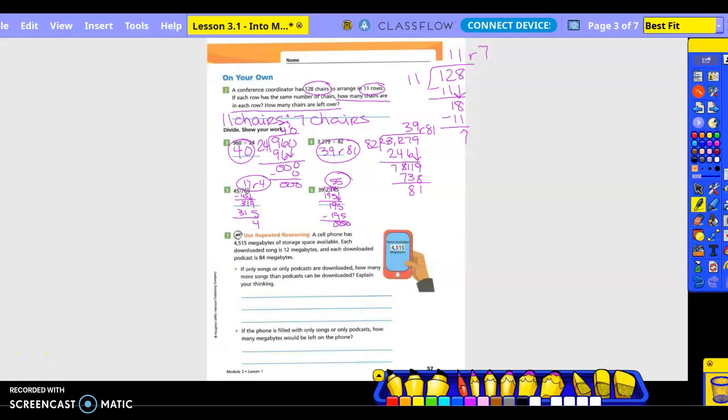Number 7, use reasoning. A cell phone has 4,515 megabytes of storage space available. Each downloaded song is 12 megabytes, and each downloaded podcast is 84 megabytes. If only songs or only podcasts are downloaded, how many more songs and podcasts can be downloaded? Explain your thinking. So this is going to be a multi-step, right? Okay, so what do I need to do first?